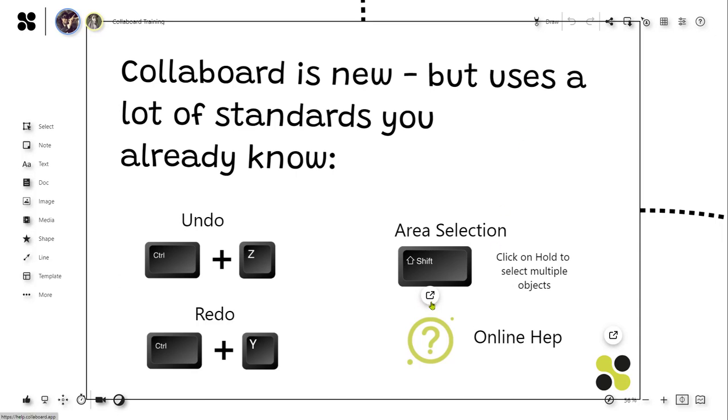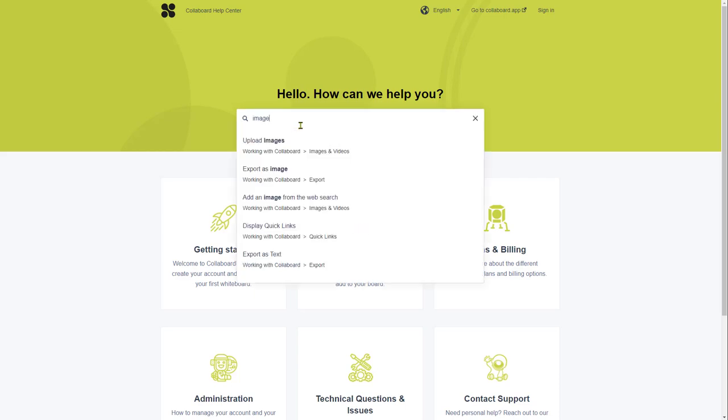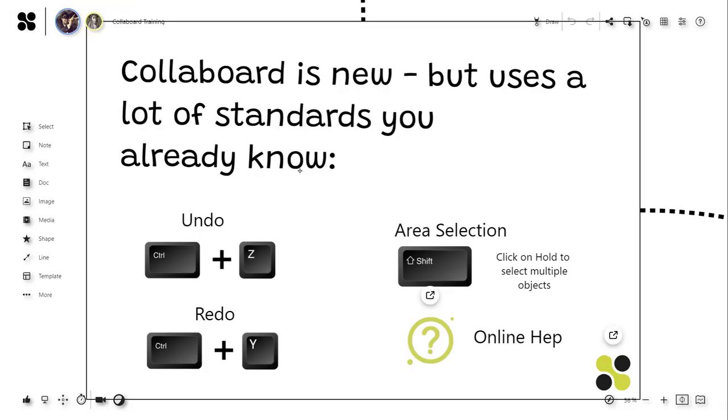And we also have sophisticated online help. So if you go on help.collaboard.app, then you will find a lot of explanation. And the cool thing is you have something like a Google-like search. So let's say we would want to understand how it works with images. We just type in here images, and Collaboard gives us suggestions on how to work with images. So this means you will find all the information needed in an easy way and nicely presented.